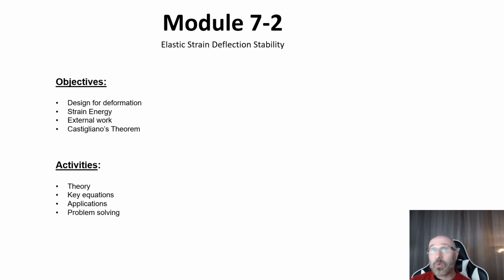So from there, we'll start chapter 5 again. And this is when we'll relate back to our live lecture again on Thursday. And this is where we start chapter 5 in our textbook and talk about the elastic strain, deflection, stability. And within this here, we're going to talk about designing for deformation, strain energy, the external work, and then take a look at the theorem as well. Now within this here, again, still going through the governing theories for all of these, talk about the key equations related to each one of those topics, go through some practical applications, and then get into some problem solving and hand solutions for these as well.